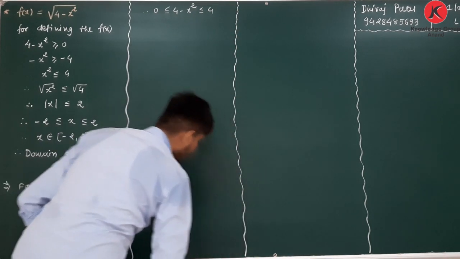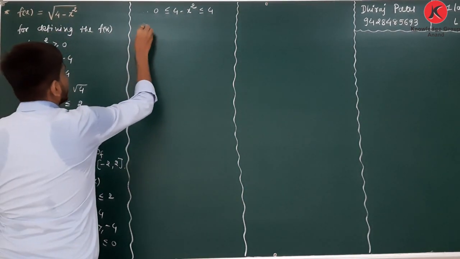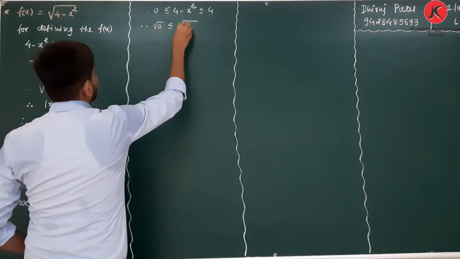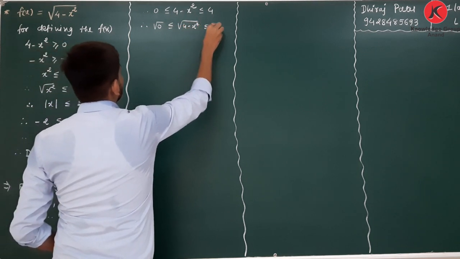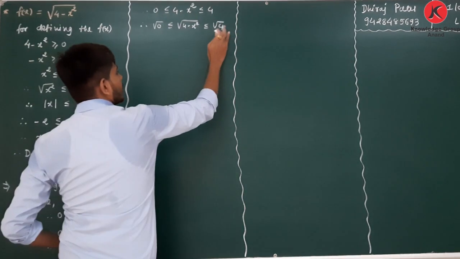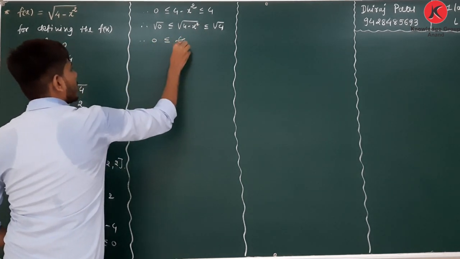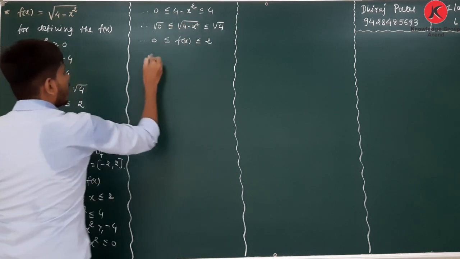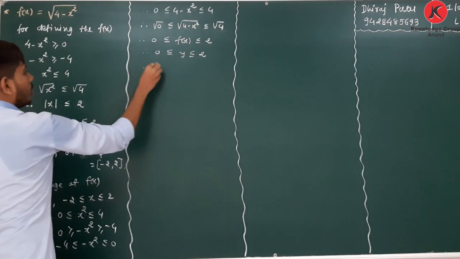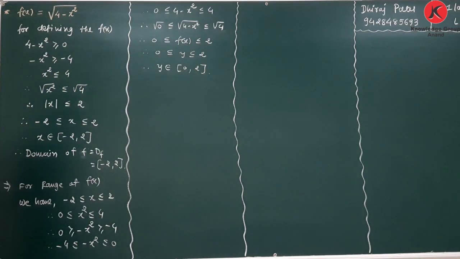Alright, let's see further. We want the square root here. If we want the square root of this, therefore take the square root on both these sides. Therefore under root of 0, under root of 4 minus x square and under root of 4 here. All are positive numbers so the square root is possible, no need to worry. The answer will be 0 less than equals to, this is your f of x, less than equals to 2, or we can say that 0 less than equals to y less than equals to 2. Therefore y lies between 0 to 2, both 0 and 2 included.